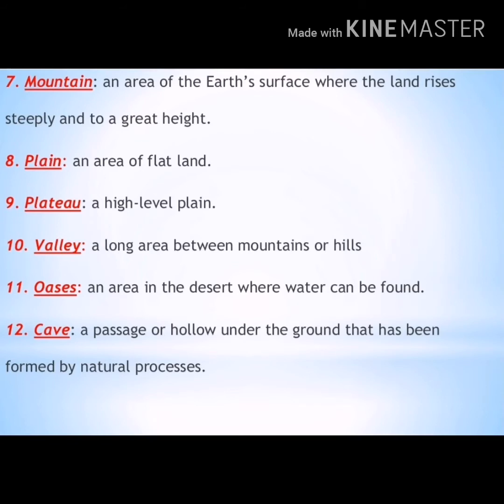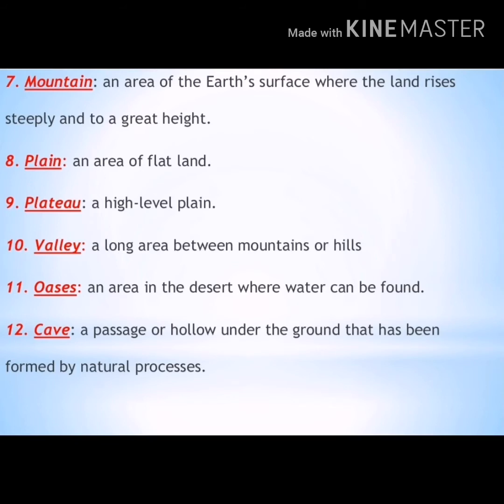Number 8, we have plain. What is a plain? A plain is an area of flat land. This one doesn't have mountains, it doesn't have valleys. You are going to see in this physical geography that it's just plain. It doesn't have ups and downs. We have number 9, plateau, which is a high level plain. That one is a bit raised from the ground.